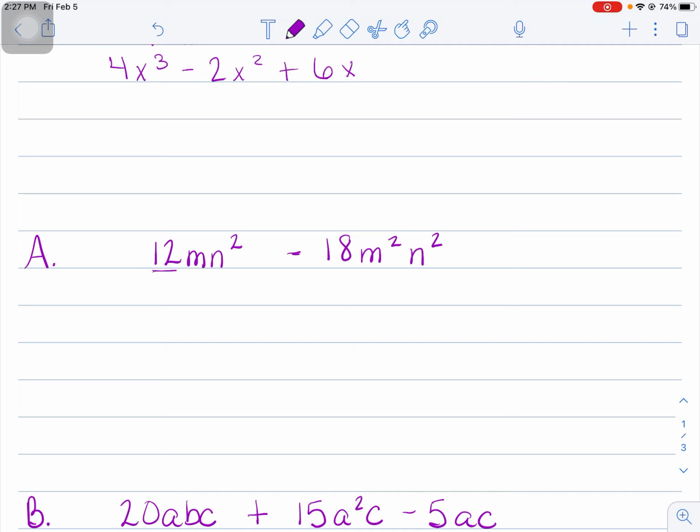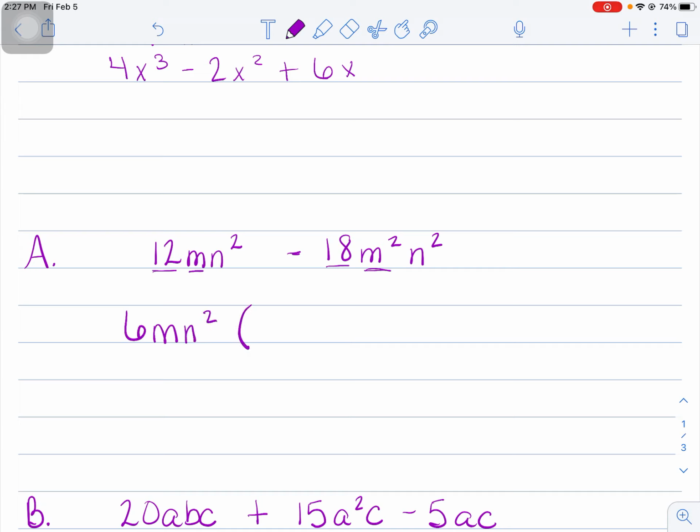We'll look at our numbers first and think of the largest number that can come out of both of them. So I know that's 6. Then I'm going to look at my variables. I have m and I have m squared. Remember, I'm looking for the smallest exponent of the m, because I can't pull out an m squared out of just an m. So I know I can just pull out an m. And then I'll look at my n. I have an n squared and an n squared. So I actually can pull out n squared out of both of these terms.